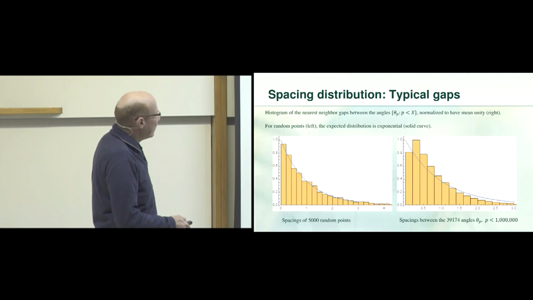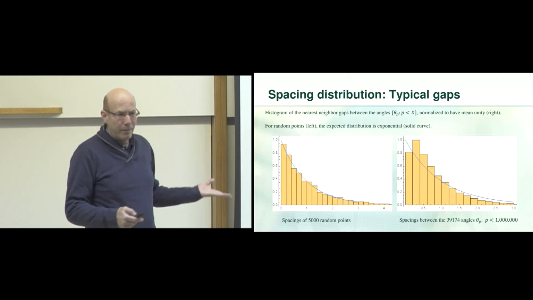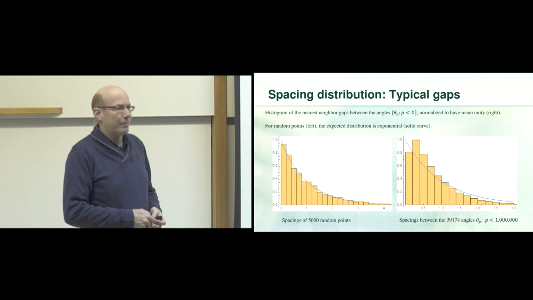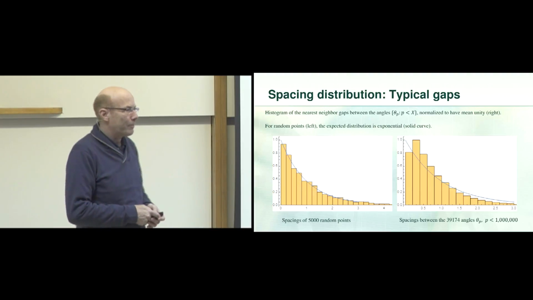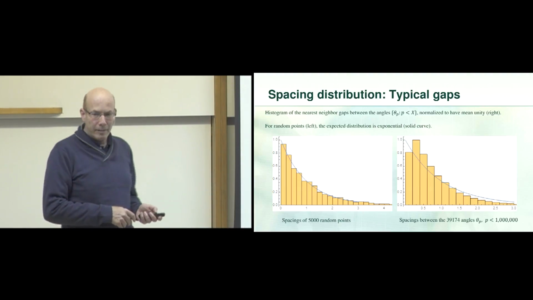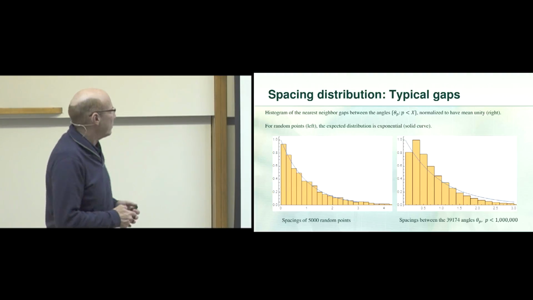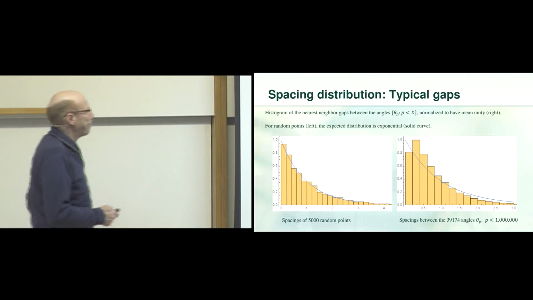My experience is that these are not exactly the same. But this is empirical data. I don't have a conjecture right now. It's up to you to formulate one. The solid line is the same? Yeah, the solid line is e to the minus s, which is the theoretical answer for the Poisson case, the random spacings.